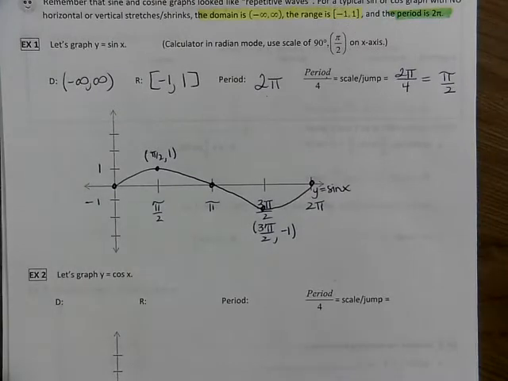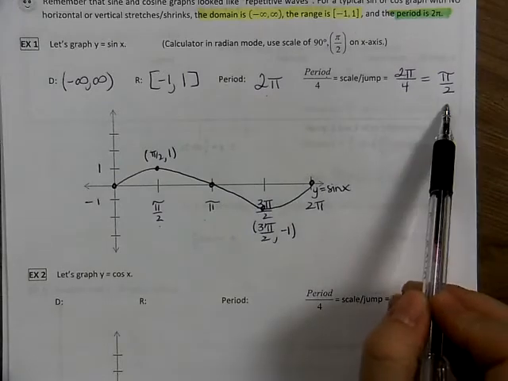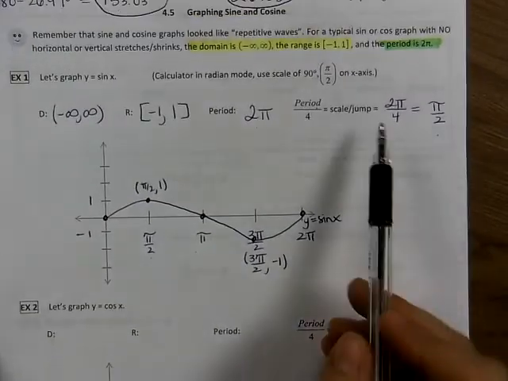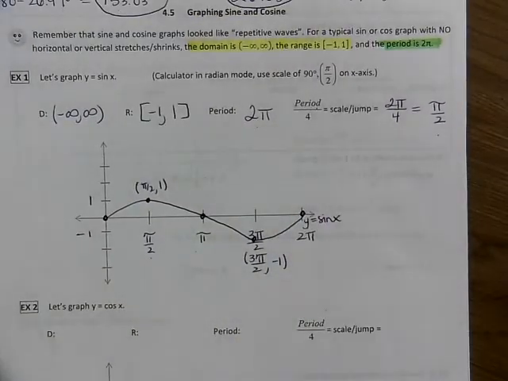Okay. Do you remember this from last year? Yeah, good. Okay, that's great. Now, yeah? What did you count by when you wrote your intervals here? Yeah. I just counted by pi over 2. So in order to figure out the scale, you just take the period, and you divide it by 4.